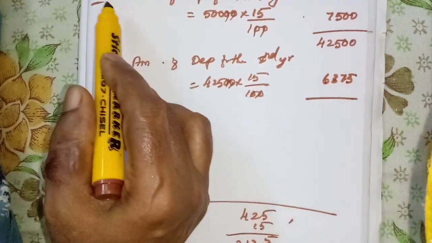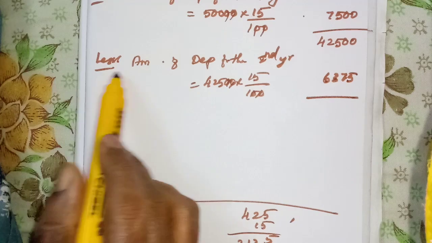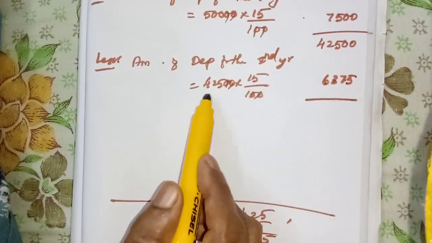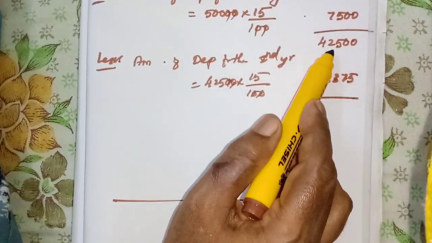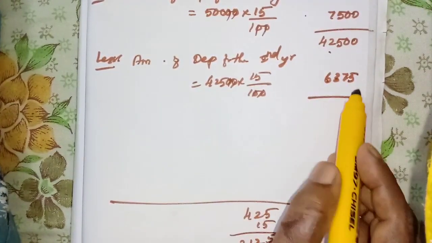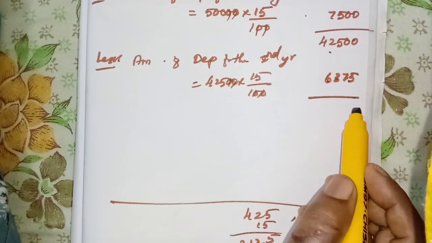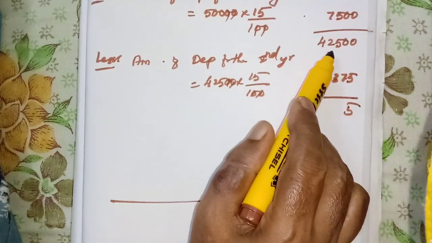Otherwise simply you can write, no need to deduct also. The amount of depreciation for the second year, we need to deduct from this amount and we will get this amount. For that purpose only I have written like this. No need to calculate, or you can write the next year's value.